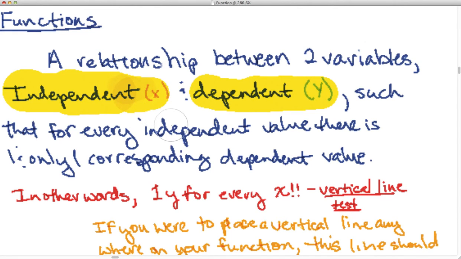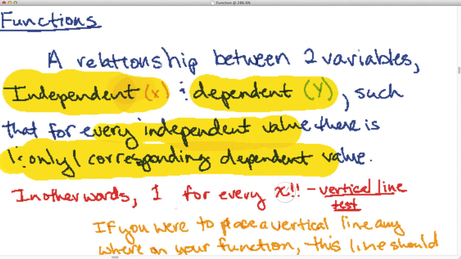And what that represents is that for every independent value, there needs to be one and only one corresponding dependent value. And this is actually incorrect over here. Okay, that means for every x, we need one and only one y. So let's rewrite that. So one x for every y. Anytime we see the x is repeated with different y's, then it's not a function.